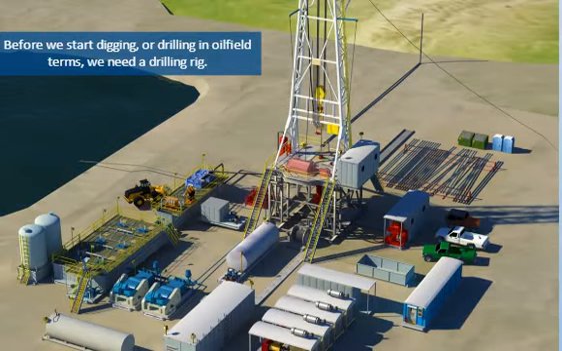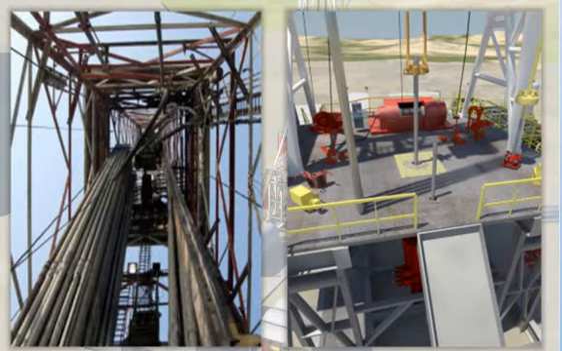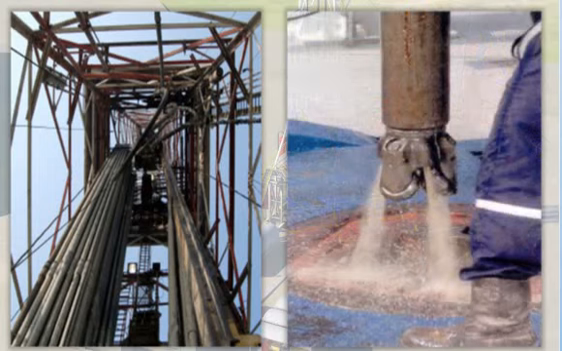Before we start digging, or drilling in oilfield terms, we need a drilling rig. This is a collection of complex machinery that is used to drill through the earth to reach the hydrocarbons. Although drilling rigs come in many different forms, they all have to do the same job: to support heavy weights and rotate the drill bit. We will study drilling rigs and the people that work on them in later modules, but for now, let's focus on the drill bit.